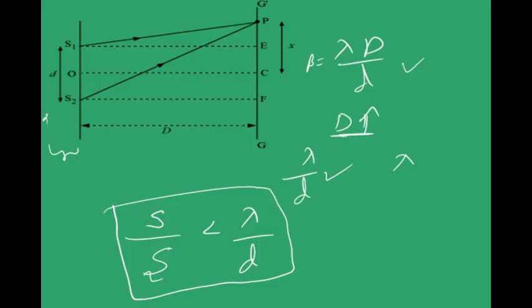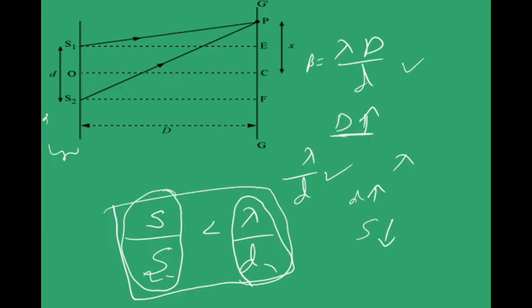So if S is decreased, or that means if the source is brought near to the slits, or if small d is increased, that is both the slits are moved far away, both of them result in either the decrease of this term or increase of this term, and hence this inequality is less satisfied in that case, and that results in a blurred image or not so sharp image.